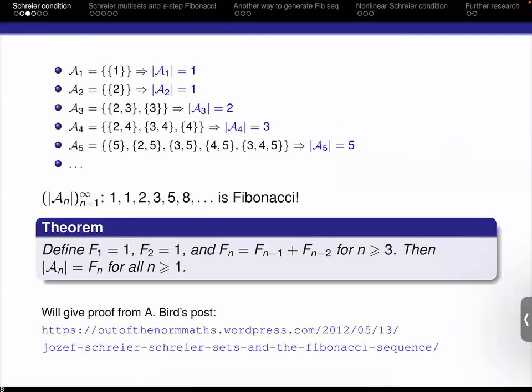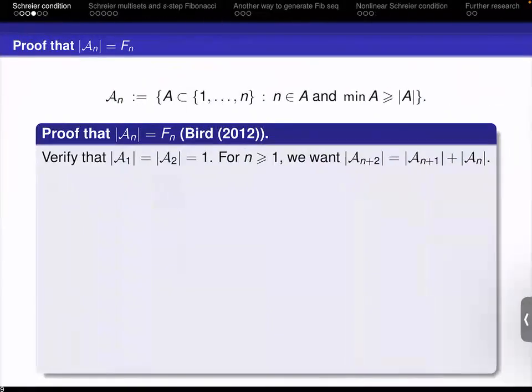And Bird did show that back in, I think, 2012. We'll follow the method of proof that he gave. It's really nice and straightforward. As soon as you see a relationship like this, it suggests that there should be a way to split your Schreier sets into 2 subsets, depending on properties, where one set will have cardinality F_{n-1} and the other will have cardinality F_{n-2}.